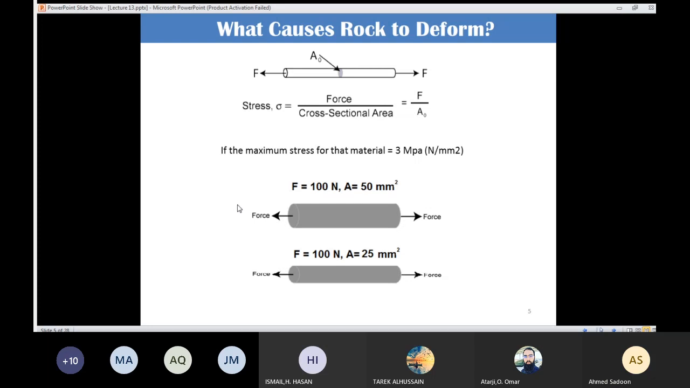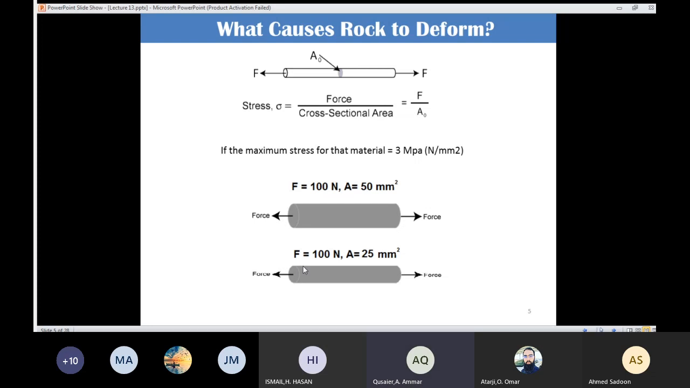So which one is going to fail? Rod 1 or rod 2? Rod 2, why? Doctor. Rod 2 is going to fail. Rod 2, yes. Why is rod 2 going to fail? We have the same force. No, but the area is different, and we have a rule that stress equals F over A.